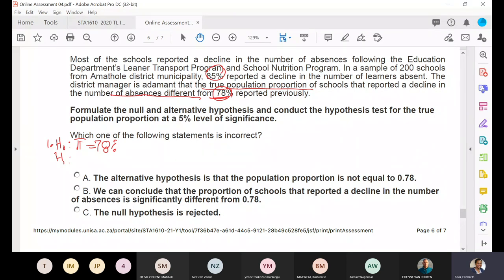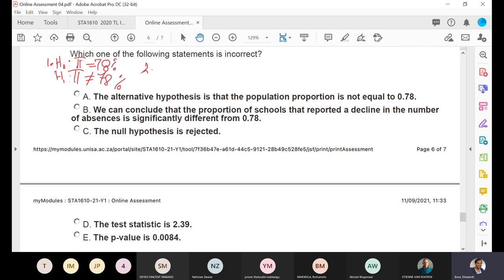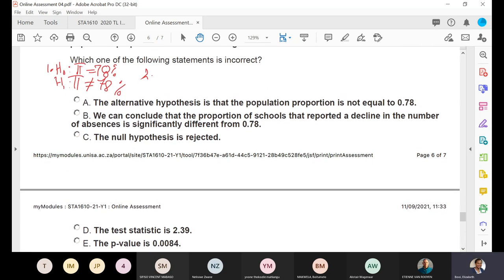So they're not saying that. So here we're talking about the not equal situation. This will be the probability that it is not equal to 78%, which means we're doing a two-tail test. Number two, we need to find the critical value. Let me just double check all that. No, let's not find the critical value.